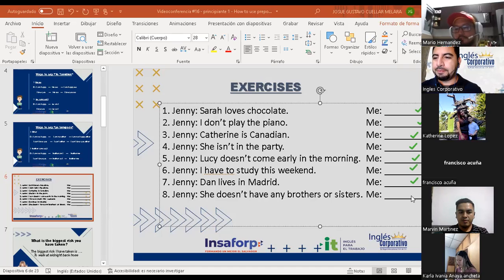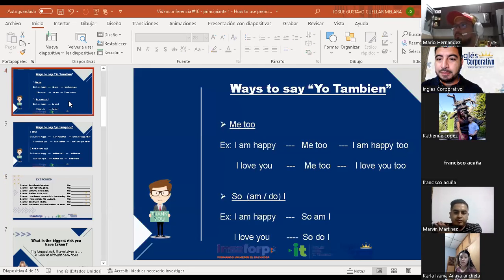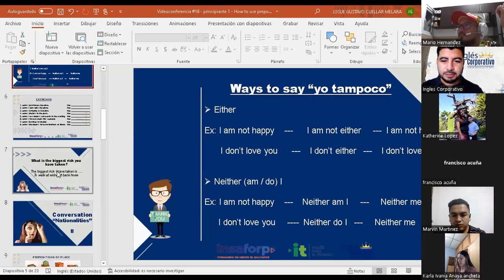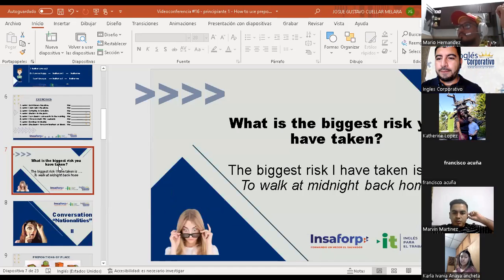Okay. Bien. La dinámica era la siguiente. Si es afirmativa la oración, entonces íbamos a utilizar me too, o so am I, o so do I. Si era negativa, íbamos a utilizar cualquiera del either o neither. Sé que no es muy fácil de asimilar inicialmente, ¿verdad? Pero por eso ya llevo como 3 días explicando eso, porque sí, yo sé que cuesta un poquito. Pero ahí vamos. Well. Let's start, vamos a comenzar con esto.